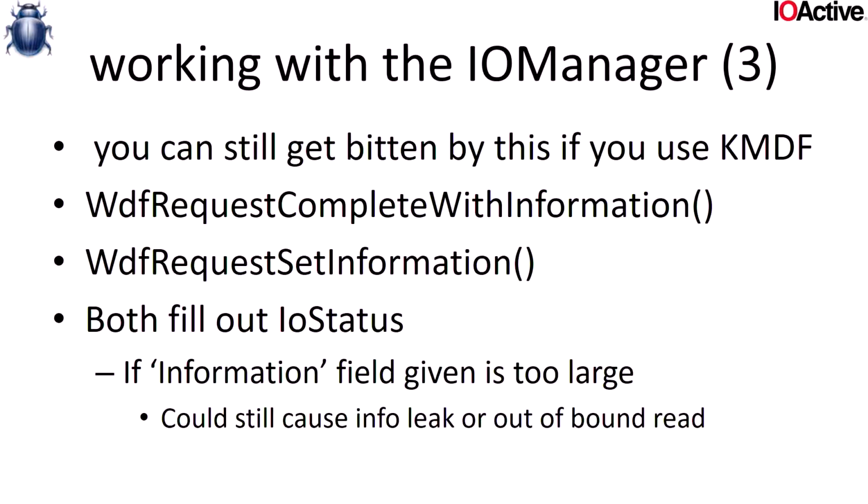The other thing that's really interesting about this one is, even though this is a WDM thing, and even though KMDF is built on top of this, in KMDF you can still have this particular mistake. You don't manually fill out the members of the IRP, but KMDF gives you a set of APIs to do it, where you just pass parameters. So it's WdfRequestCompleteWithInformation, WdfRequestSetInformation. Both of them fill out this IoStatus field, and if it's too large, you have the same problem.